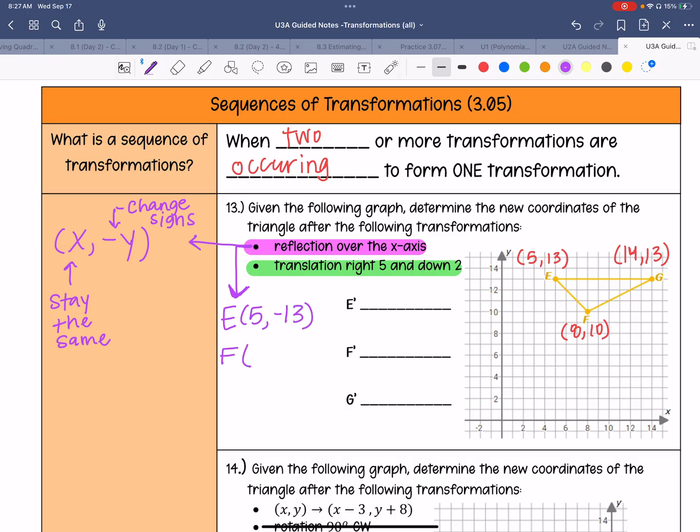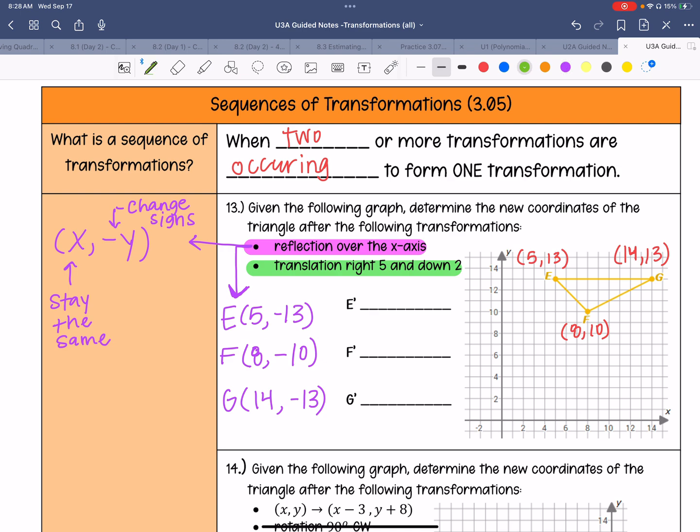F, same thing. My x stays the same. It will still be 8, and my y will change sign, so it will be negative 10. And then for G, x stays the same, 14, and y becomes negative 13. So that was my first transformation. That was my reflection over the x-axis.